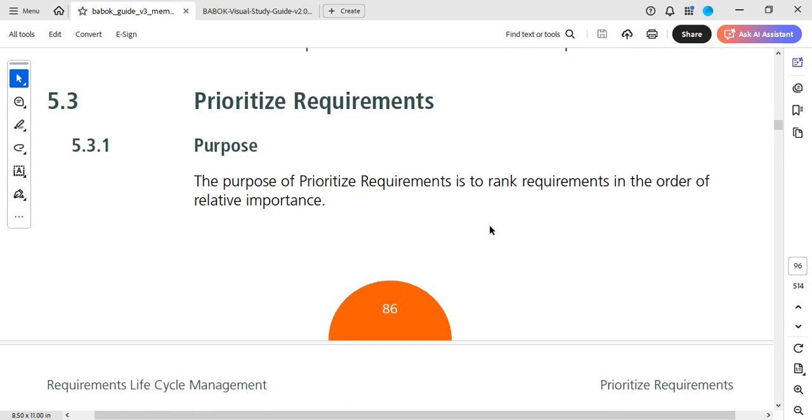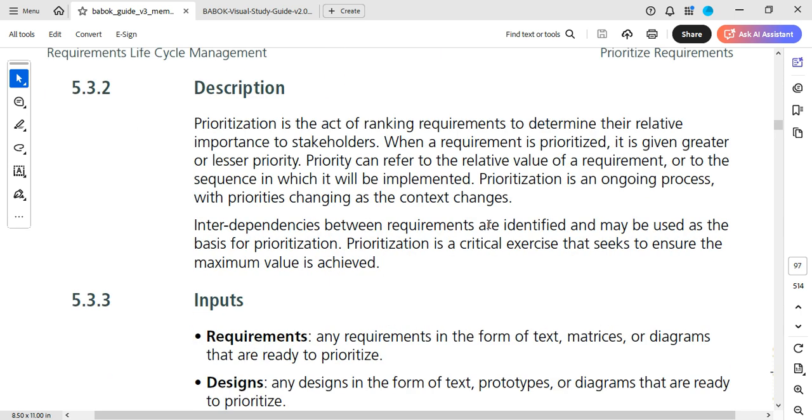So, prioritize requirements. What's the purpose of you prioritizing requirements or getting your stakeholders to prioritize requirements as a business analyst? Now, the purpose of prioritize requirements is to rank requirements in the order of relative importance. Description: prioritization is the act of ranking requirements to determine their relative importance to stakeholders. When a requirement is prioritized, it is given greater or lesser priority. Either you're putting it up there or you're putting it down. Priority can refer to the relative value of a requirement or to the sequence in which it will be implemented.